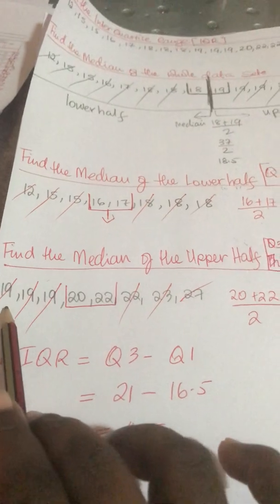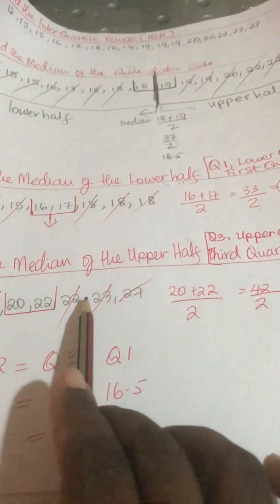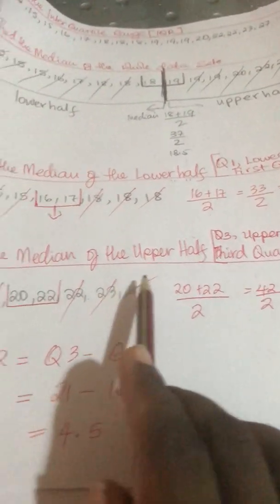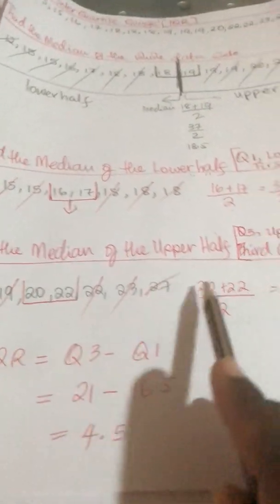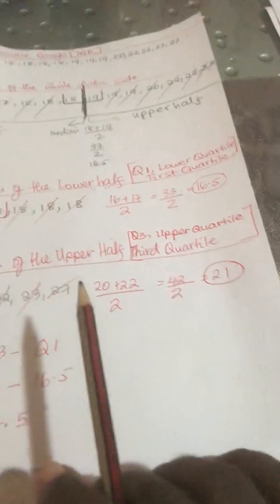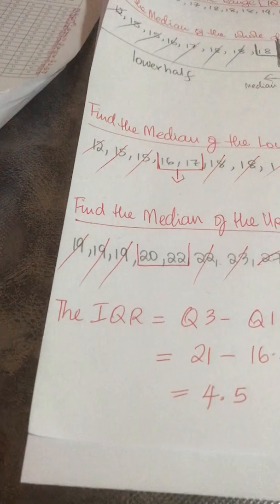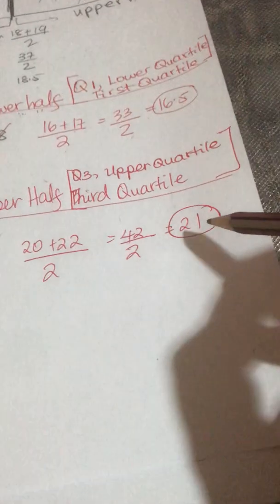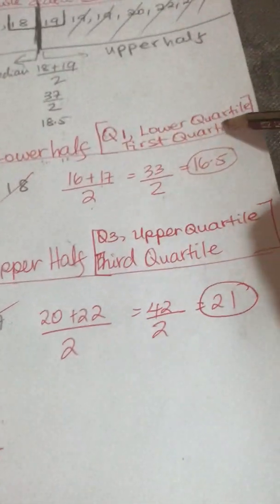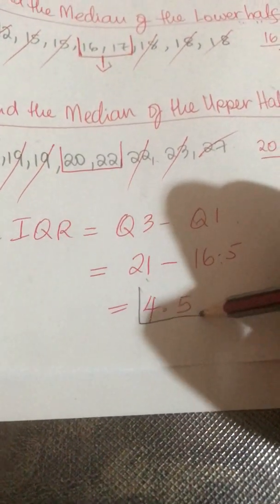I did the same with the upper half. I arranged 19, 19, 19, 20, 22, 22, 23, 27. I crossed my values. I was left with two numbers in the middle. 20 plus 22, I got 21. But the question told me find the interquartile range. So the IQR is Q3 minus Q1. What is my Q3? 21. What is my Q1? 16.5. I subtract, and this is my answer.